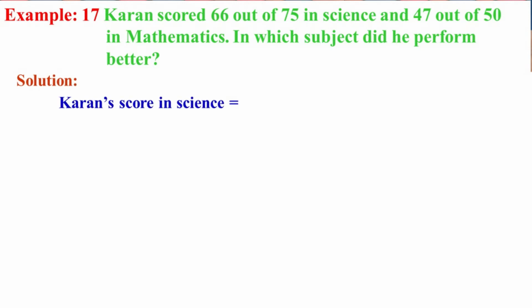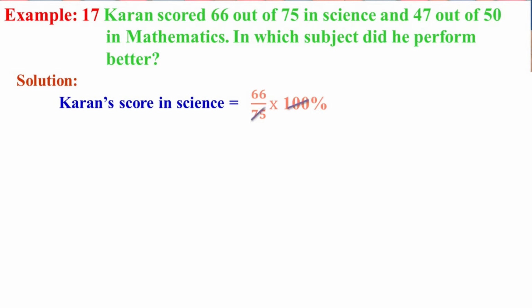Karan's score in science. We have to write the secured marks in the numerator and the total in the denominator. To convert the given mark to percentage, we have to multiply by 100. Then only it will become percentage. Let us do 66 by 75 into 100 percentage. Now we can cancel by a common factor. So what is the common factor? Yes, 25.